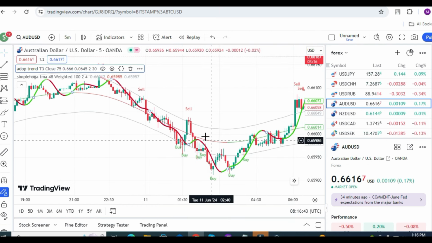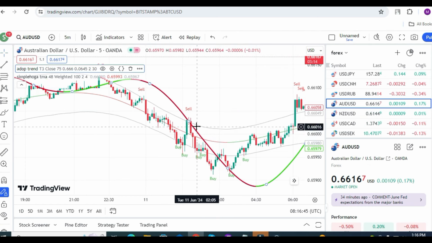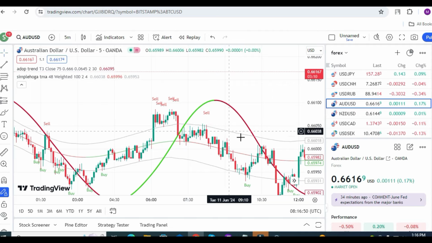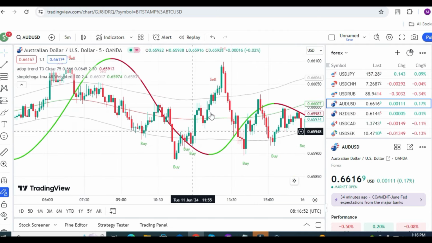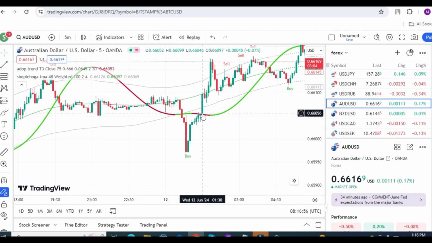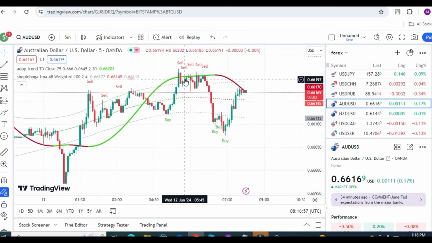And now this was your sell entry, this was your buy entry, this was your valid sell entry, this was valid buy entry, and this is your valid buy entry. Okay, this is your valid sell entry, and you can see you are getting amazing profit. Okay, I was talking about the magic.